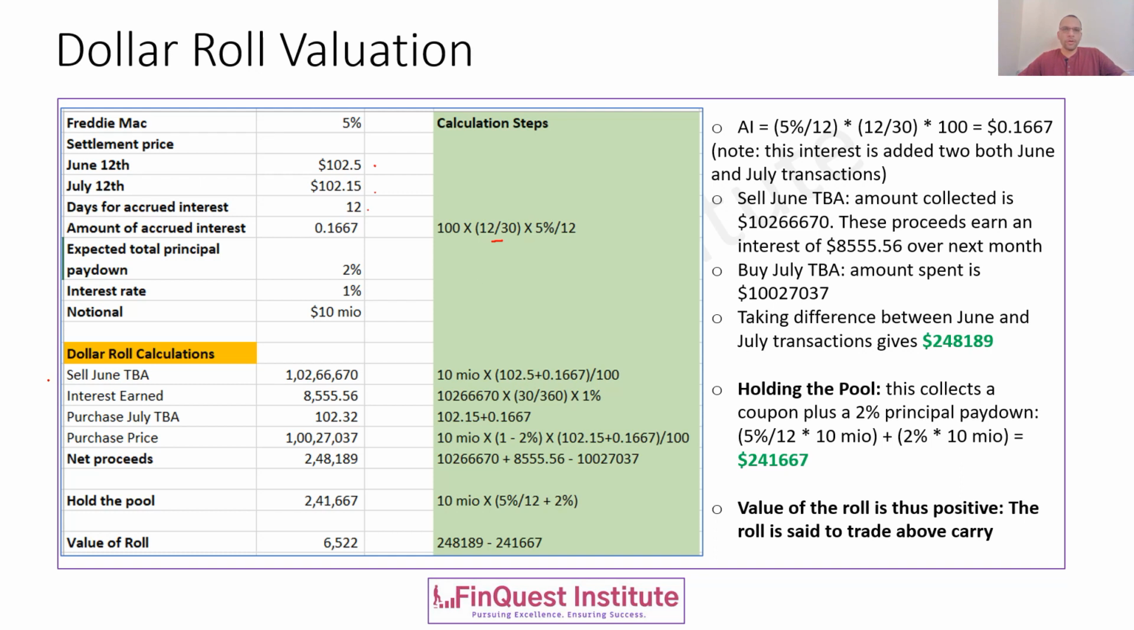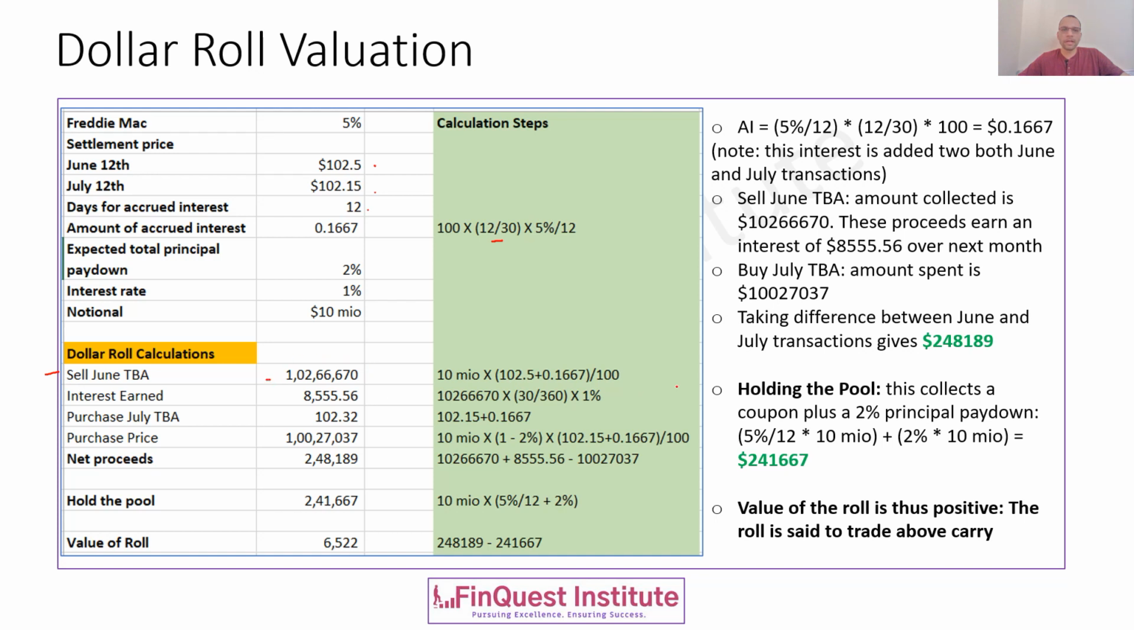Now we are going to do two things. We have two sides to the trade, right? One transaction which happens in June and the other transaction which happens in July. Because again, as we know that a dollar roll is very, very similar to a repo transaction. So firstly, we sell the June TBA and this comes out to be a certain number.